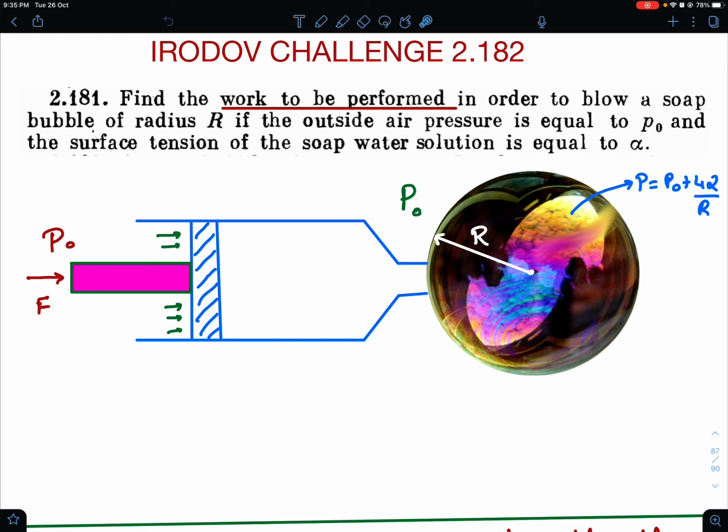And moreover, there is an ambiguity in the problem, and I'll also highlight what that ambiguity is and accordingly what the possible answers for this problem can be. So let's get into the problem.